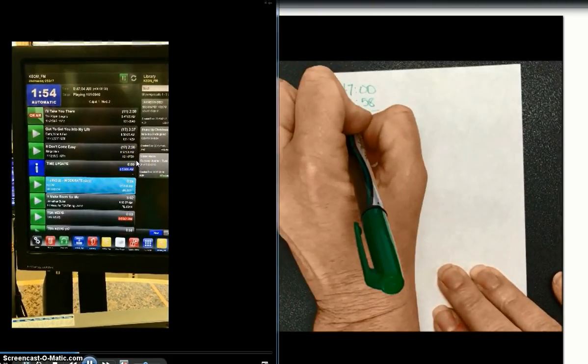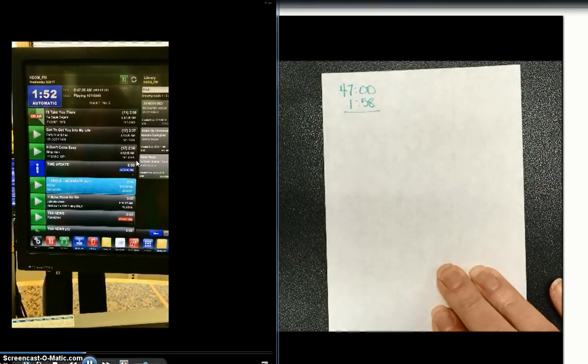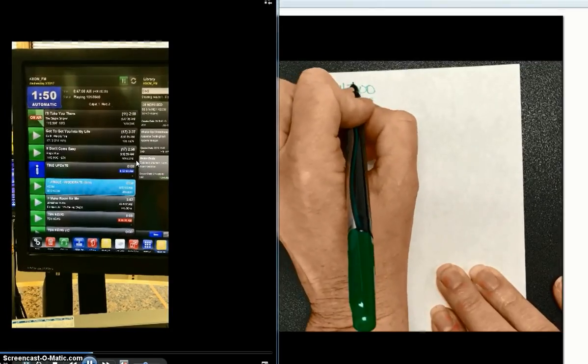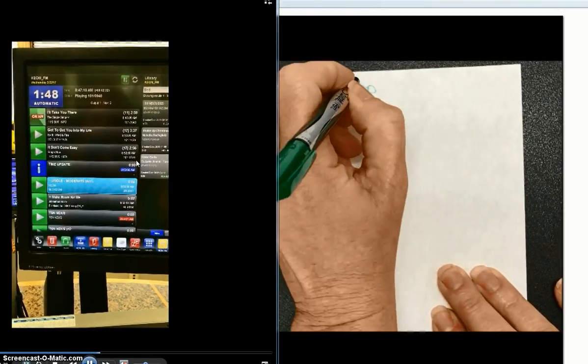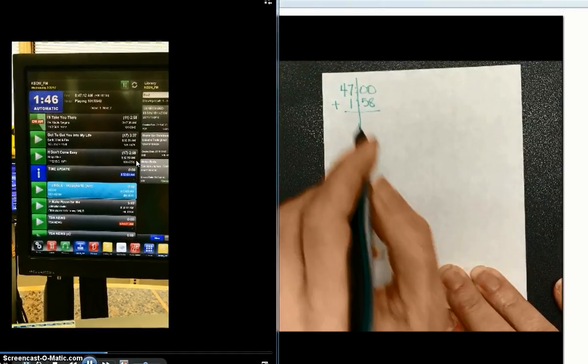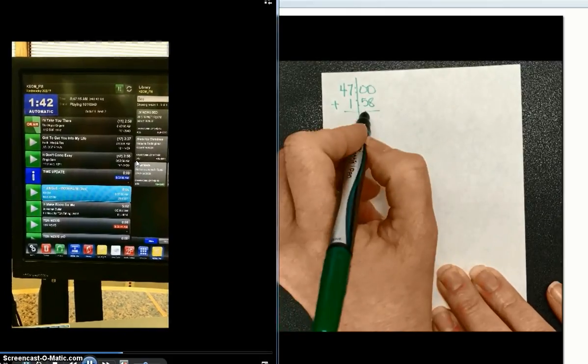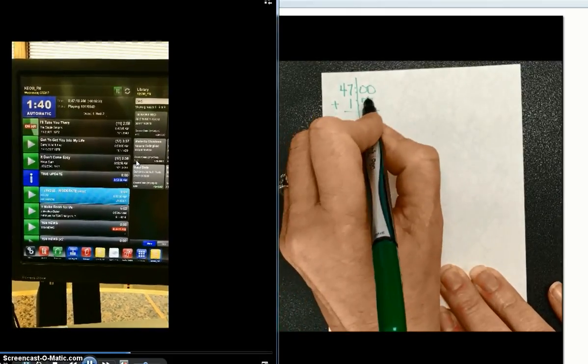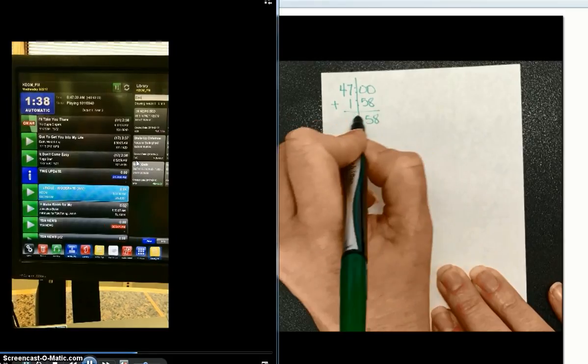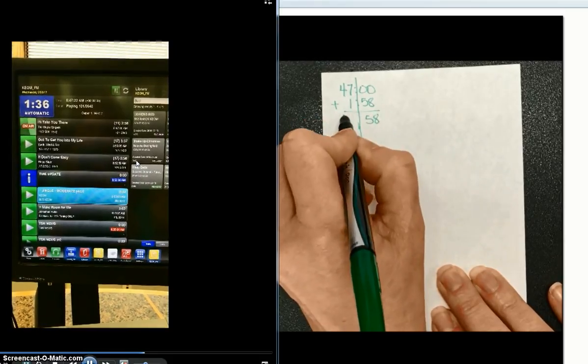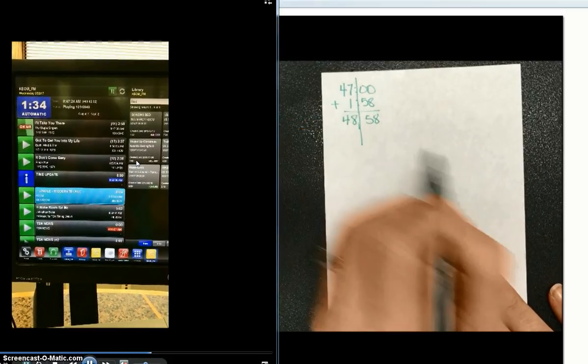So I'm going to add those two times together. That's going to tell me what time this song is going to end. Now, I always like to keep my minutes and my seconds separate. Right now it's not a big deal, but it could be in the future. So 0 plus 58 is 58. 47 plus 1 is 48.